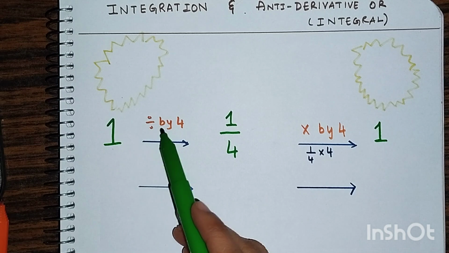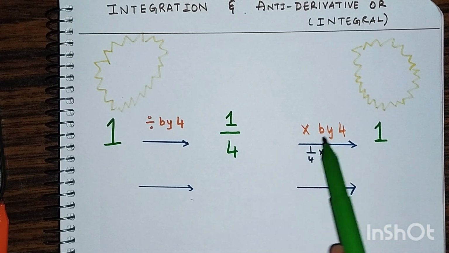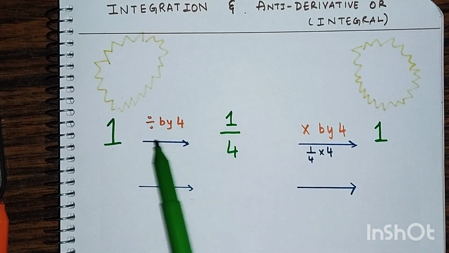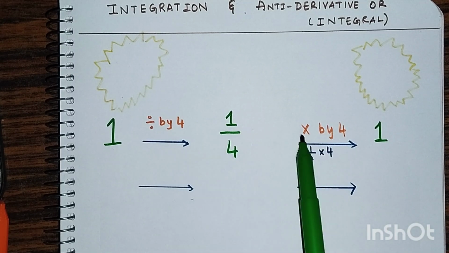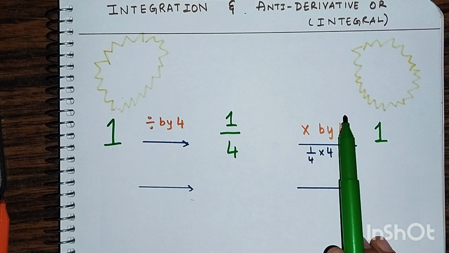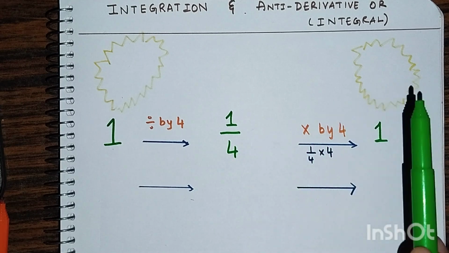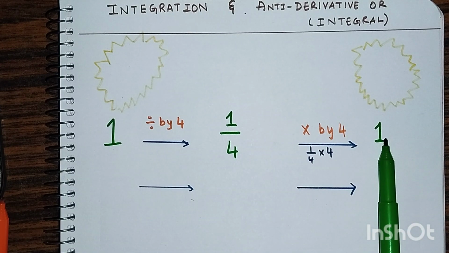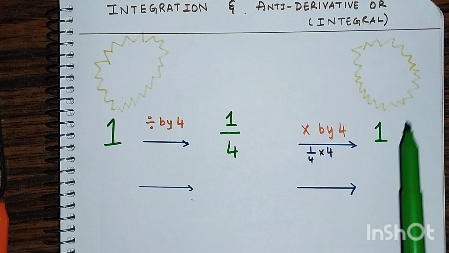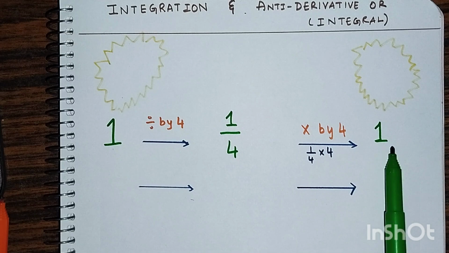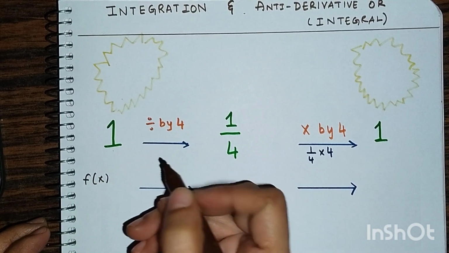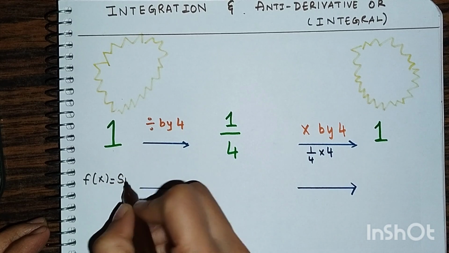So you took 1, you divided by 4, got 1 by 4. Again you multiplied by 4, you got 1. So you got that thing back. In between you did the 2 operations. What's happening between division and multiplication? They undo each other. They cancel out each other. So you did the division, multiplication cancelled it out, and you got back the original number. In the same way, first if you multiply by 4 and then you divide by 4, again you will get the original value.